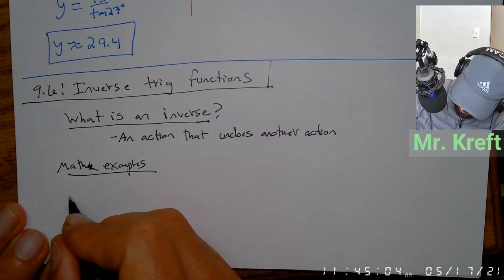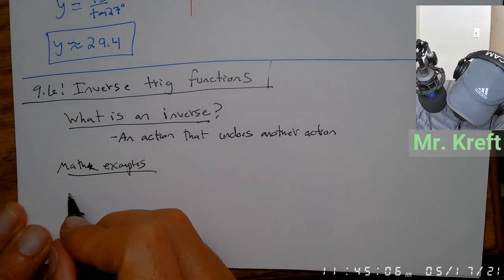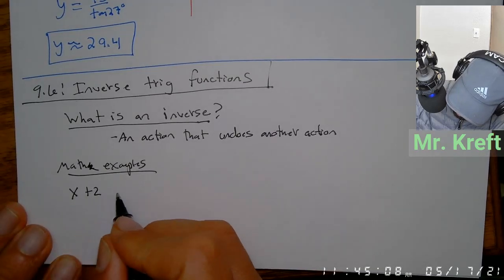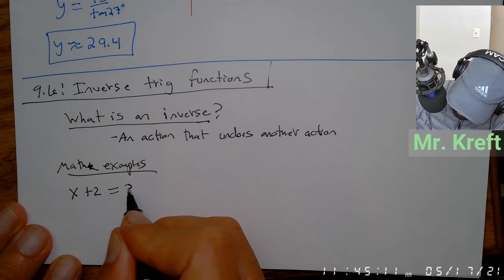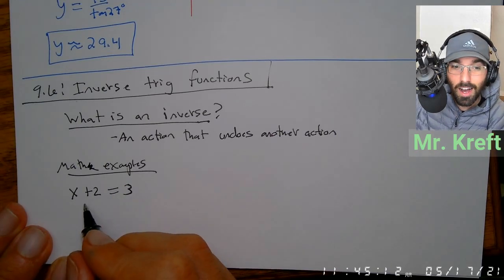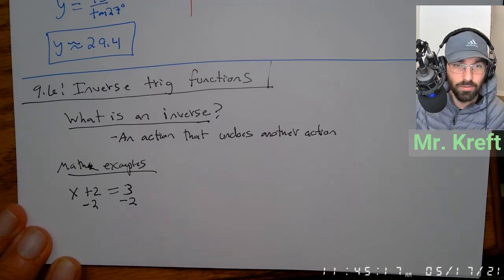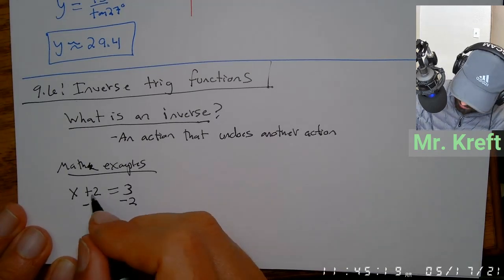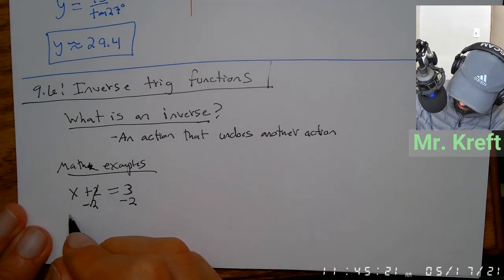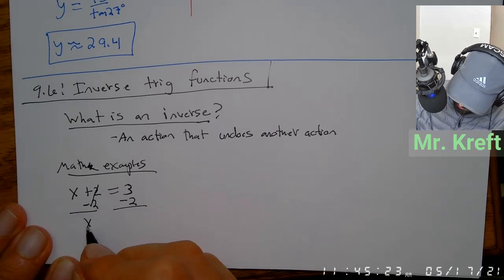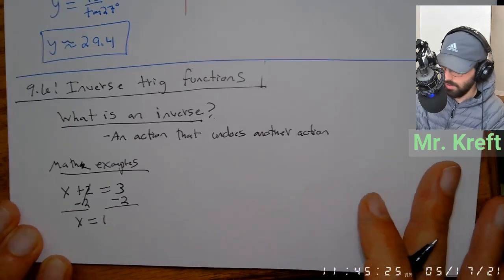So, math examples. If I have x plus 2 equals 3, the opposite of plus is a minus 2. So that is like an inverse operation. Okay? Not a function, but an inverse operation.